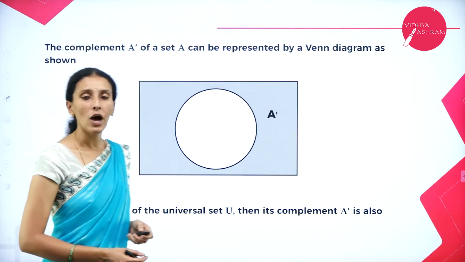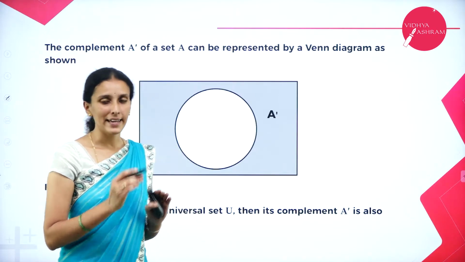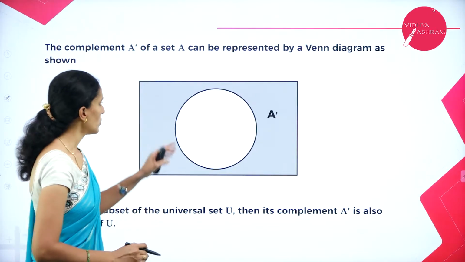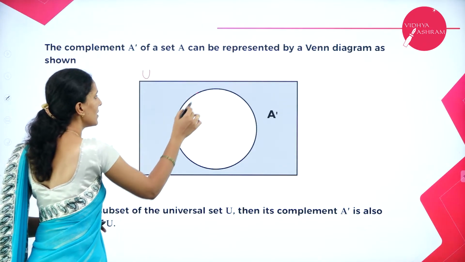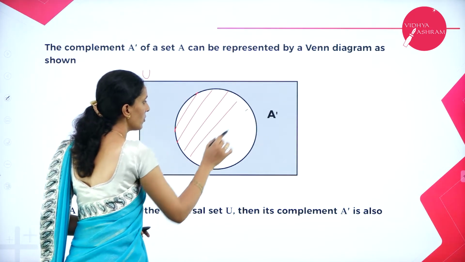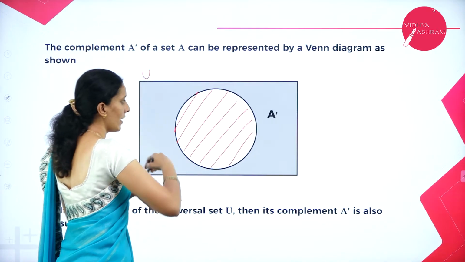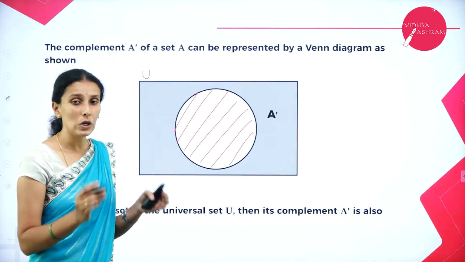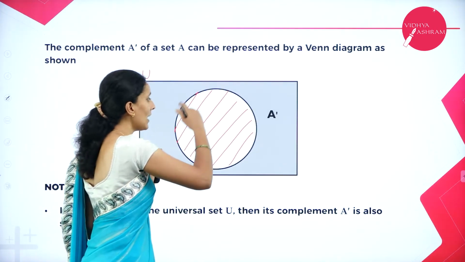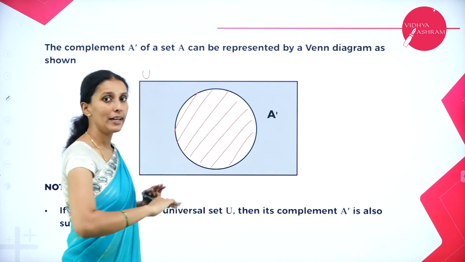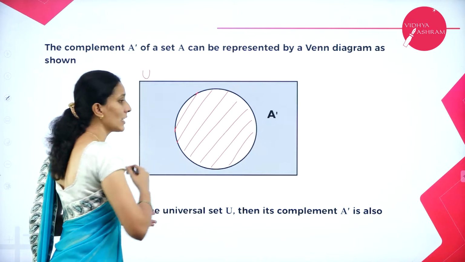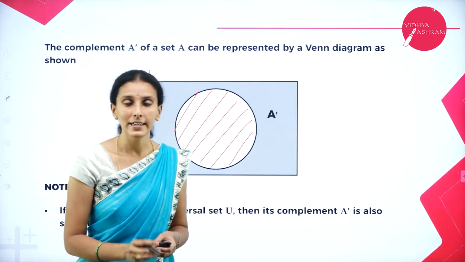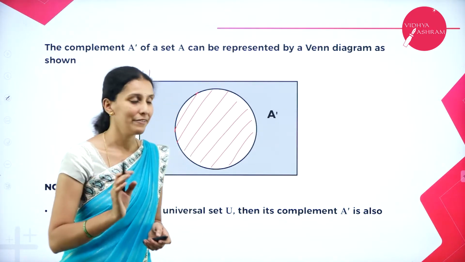Next, this is how we will represent a set and its complement. If this is your universal set and this is your set A, then outside the set A, what does the complement of A say? Elements which are not in A, so it must be outside the circle. Therefore, here the shaded part represents the complement of a given set.